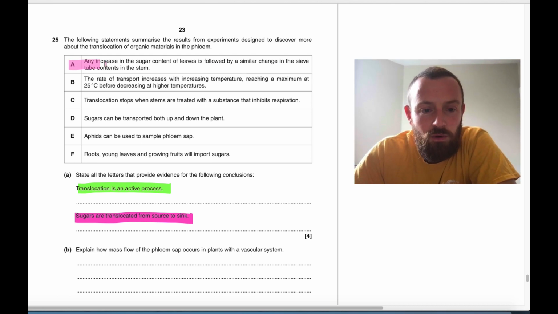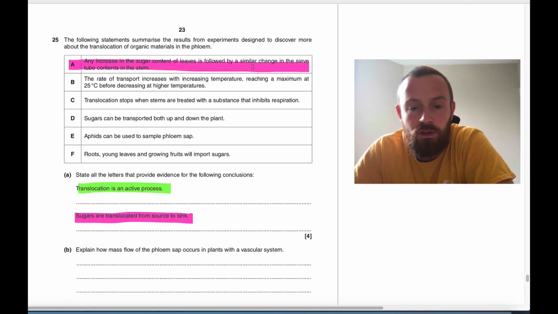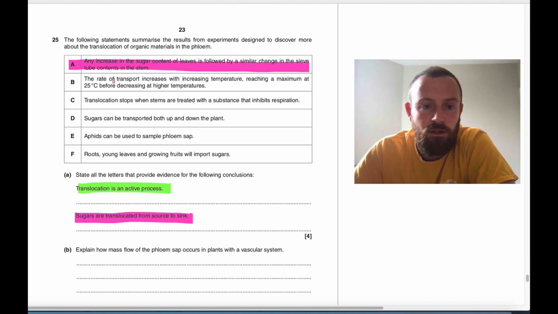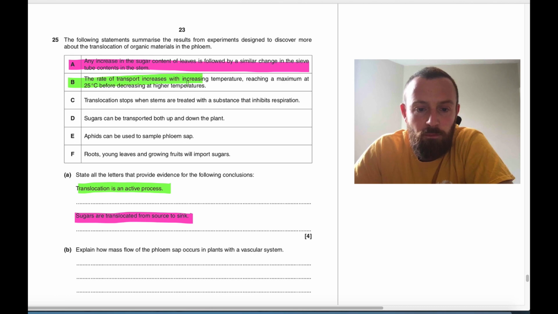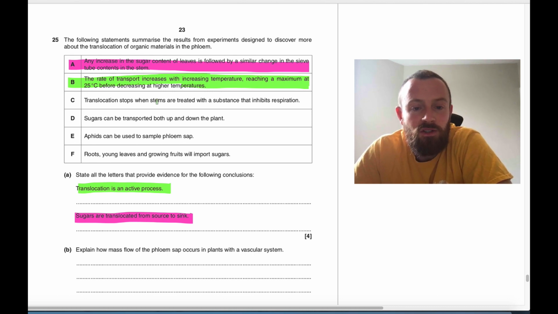I would say that's the source to sink one, because it shows that leaves then follow into the sieve tube. The rate of transport increases the nutrient. Okay, so this is to do with active processes, because above 25 we've got maybe some enzymes denaturing. Enzymes, they're active. Translocation stops when stems are treated with a substance that inhibits respiration. Okay, well that's definitely to do with active, respiration is needed.